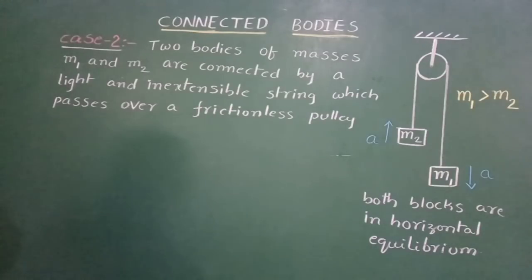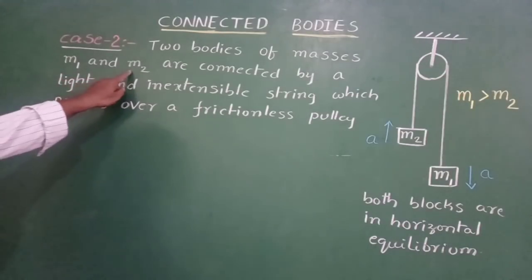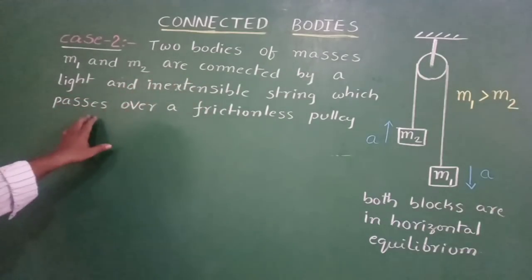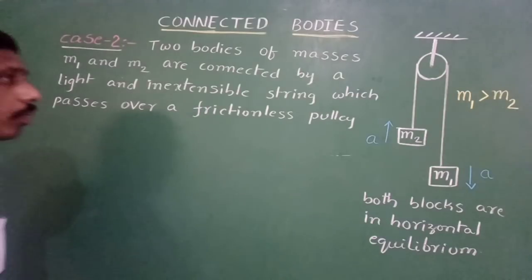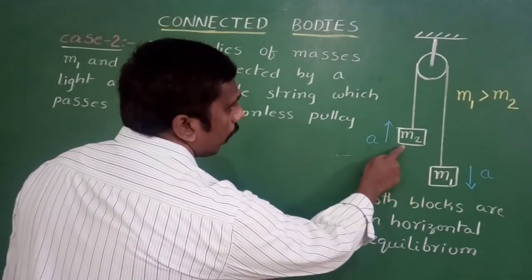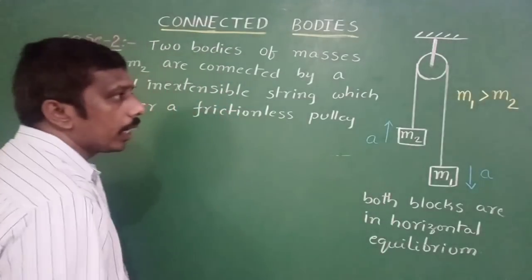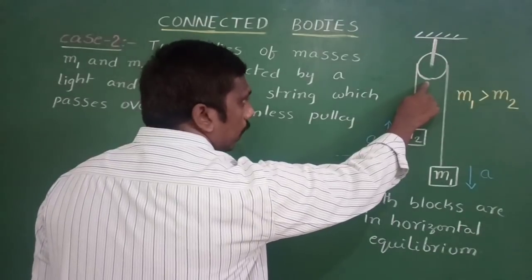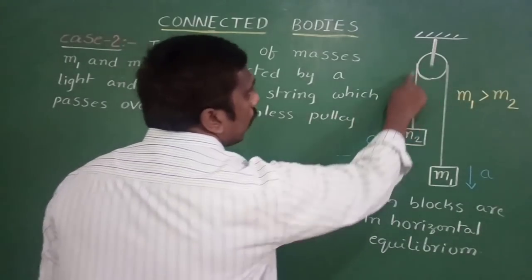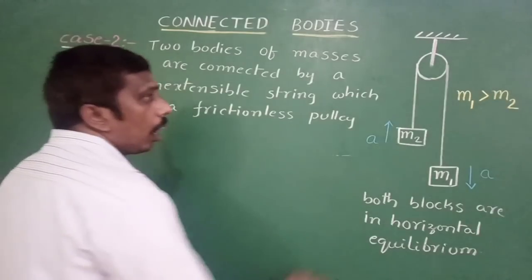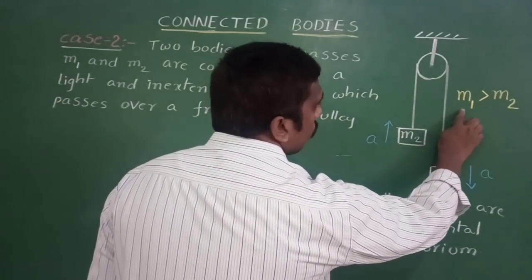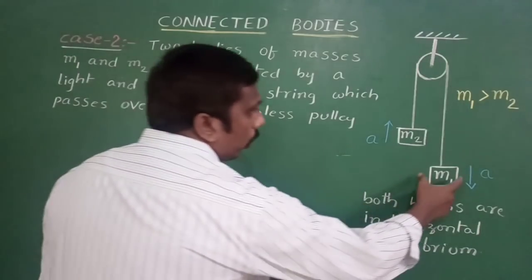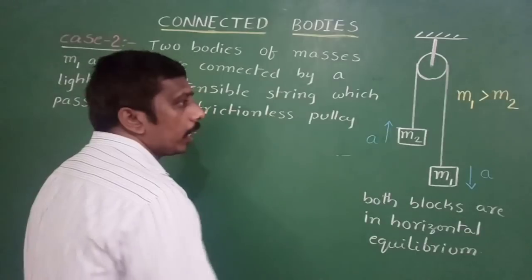Case 2. Two blocks of masses m1 and m2 are connected by a light and inextensible string which passes over a frictionless pulley. Masses m1 and m2 are connected by one string. This string is passed over a pulley. Here the pulley is frictionless and massless, and the string is also massless. One more condition is given: the mass of the first block is greater than the mass of the second block.